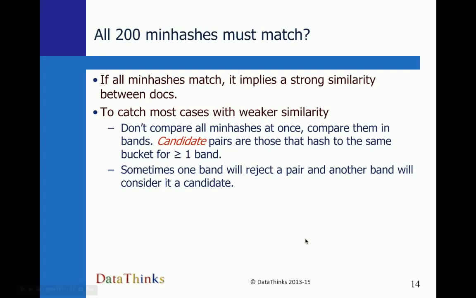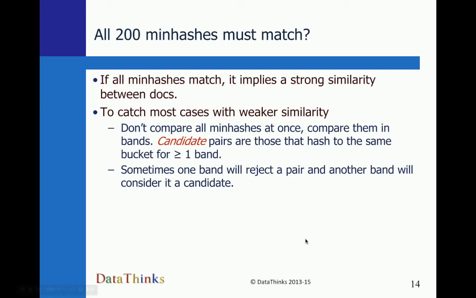So if all the min-hashes match, it implies a strong similarity between documents. To catch most cases with weaker similarity, don't compare all min-hashes at once, compare them in bands. So that was what I mentioned earlier, where your buckets are split up into bands. And the beauty of this is that you only need to match in one band. Like if you have 10 bands, you only need to match in one.